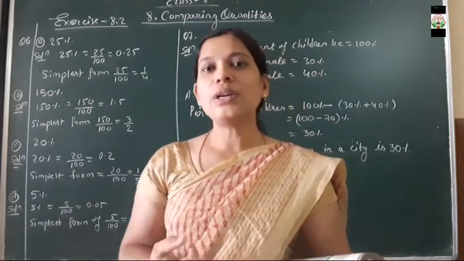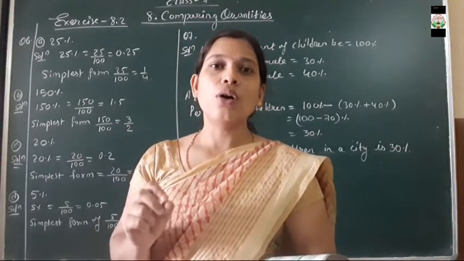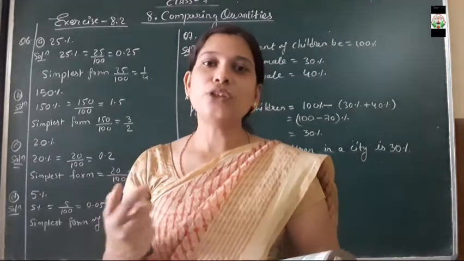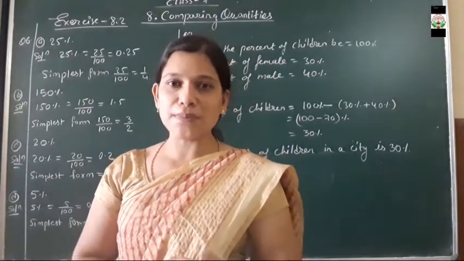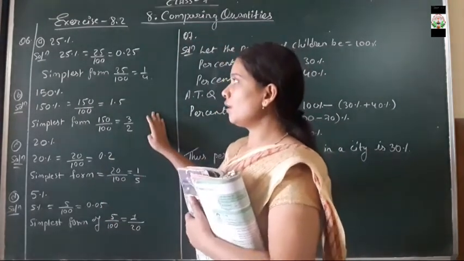In the simplest form, we keep cancelling the numerator and denominator until they stop at a point where they won't get cancelled any further. That kind of a number is said to be in simplest form. Okay, now looking towards question number 6.